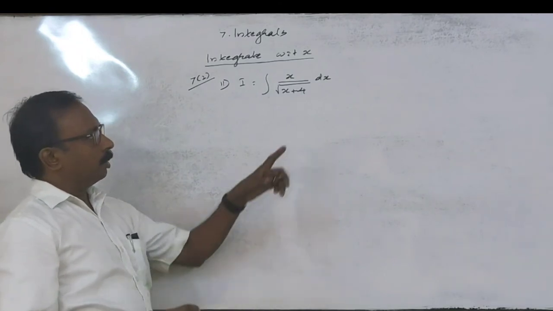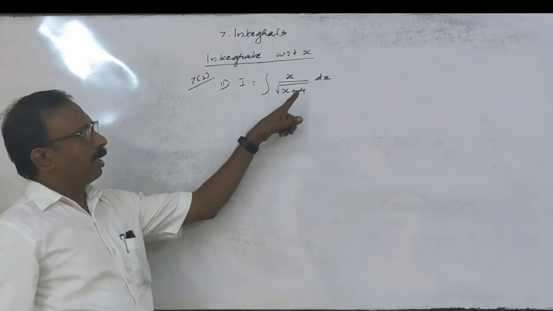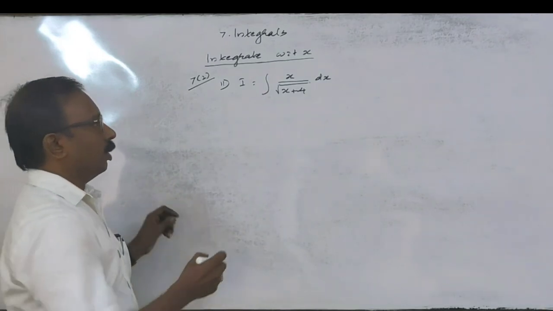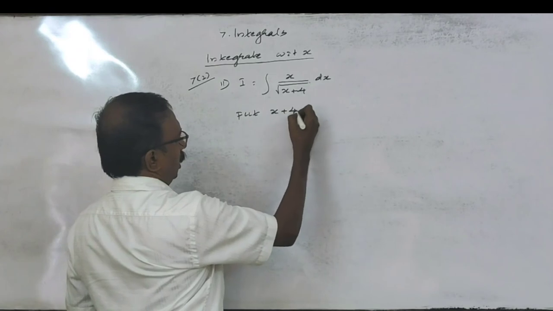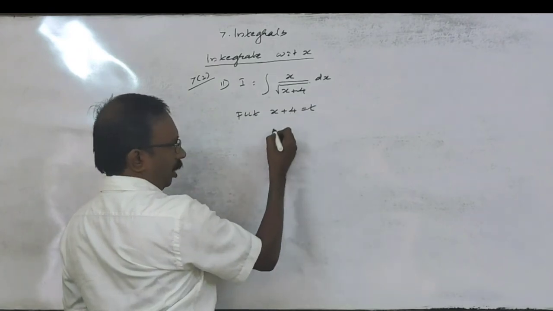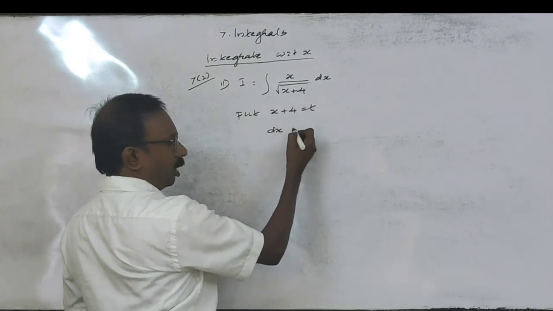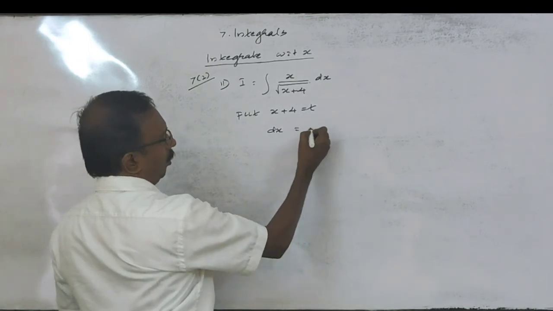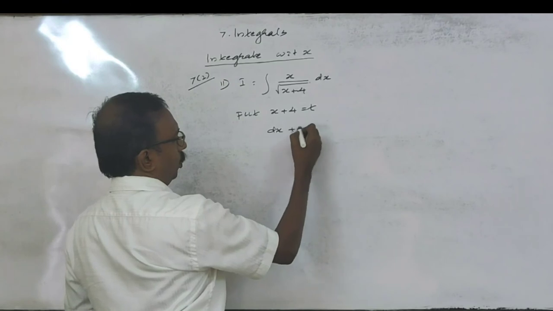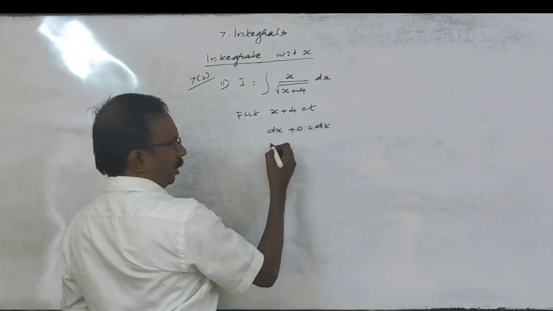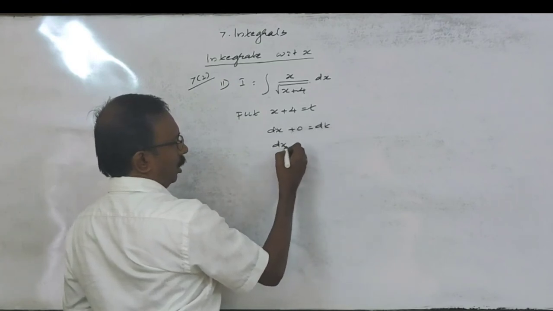The denominator of the number substitution: x plus 4 is equal to t. Again, the derivative of x is dx, the derivative of 4 is 0, so dx plus 0 is equal to dt. Or we can say that dx is equal to dt.